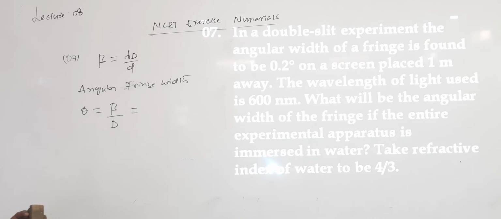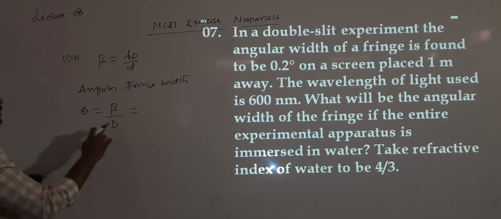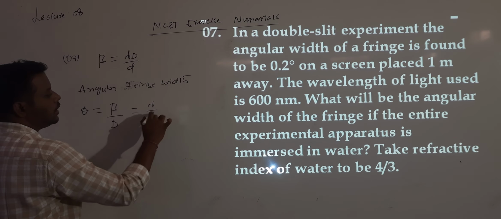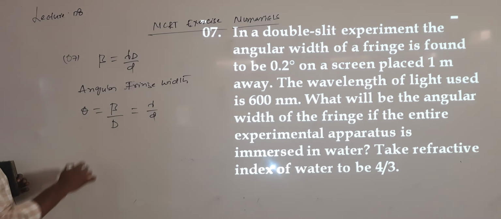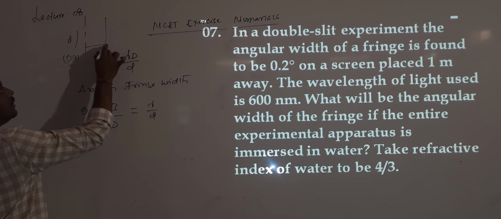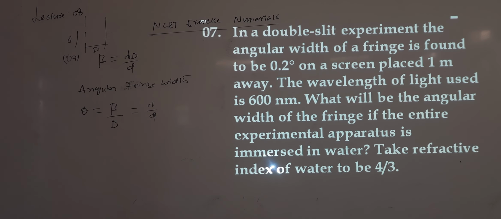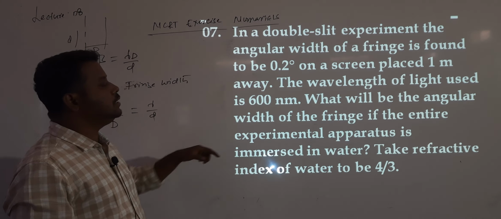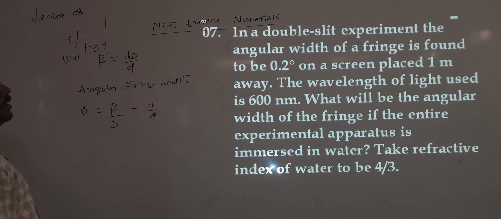The fringe width divided by the distance between the slits and screen is called the angular fringe width. So beta divided by capital D, so the formula is given by lambda by small d. Here this is small d and this is capital D. Whenever the other quantities are kept the same, now what they are telling is, the angular width of the fringes is initially 0.2 degrees on the screen placed 1 meter away. The wavelength of light used is 600 nanometers. What will be the angular fringe width if the entire apparatus is immersed in water?